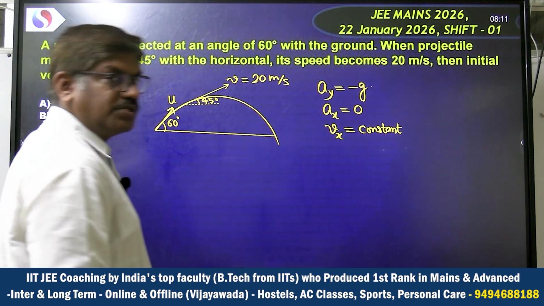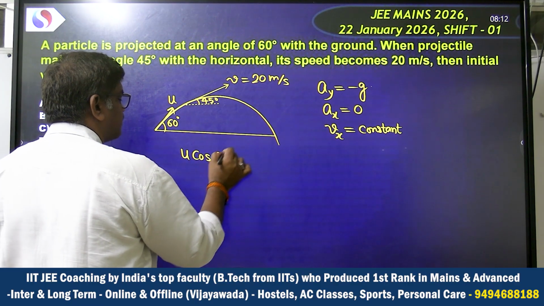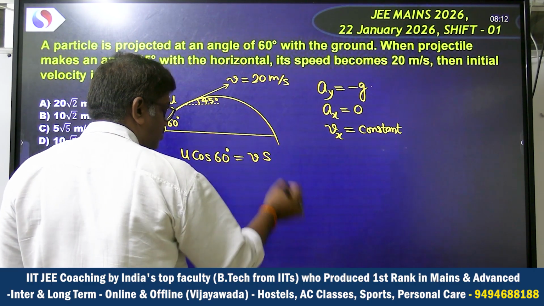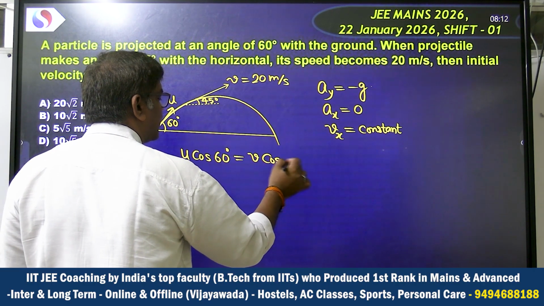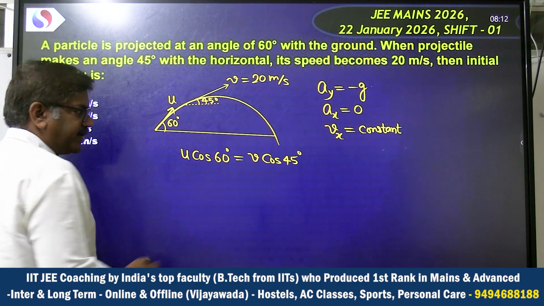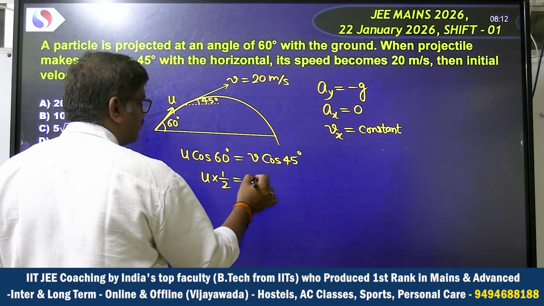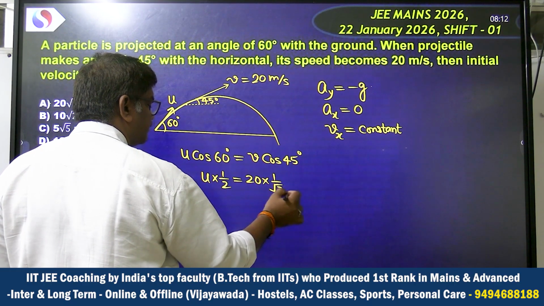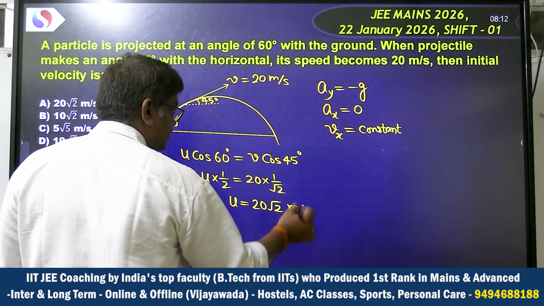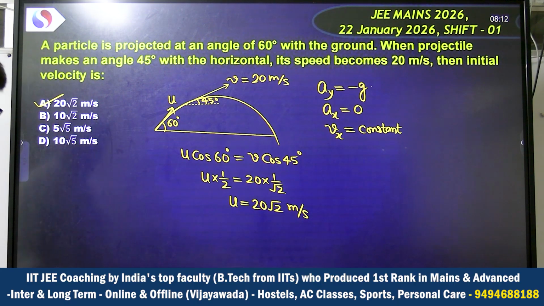Using this property, we can directly write u cos 60 degree equals v cos 45 degree. The x component at both instants is the same. So u into 1 by 2 equals 20 into 1 by root 2, which gives u = 20 root 2. So the correct answer for this question is 20 root 2, option A. Move to the next question.